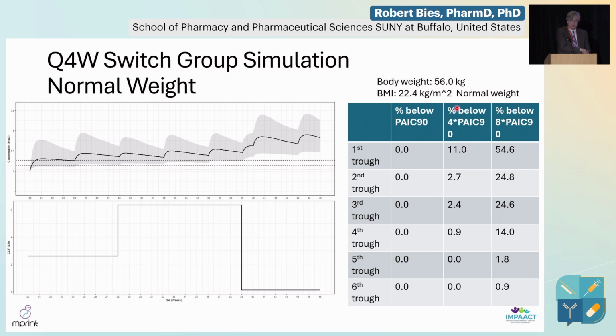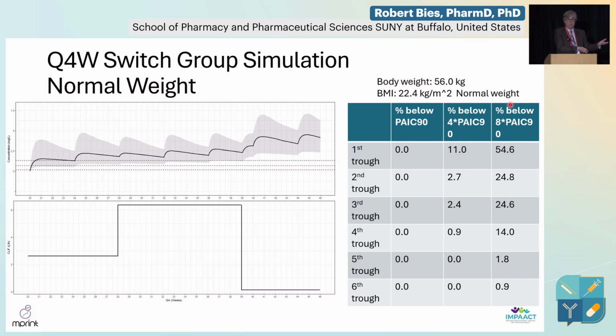The percent below the 4x PAIC90 was somewhat higher. The first trough was about 11%. If you need the 8x PAIC90, though, you're up to 55% of the individuals. And so this allowed you to make these kinds of explorations. We also used this to evaluate the impact of BMI differences and that sort of thing. But if anybody has questions, I do have those as backups. So that's if you could sample the entire population.